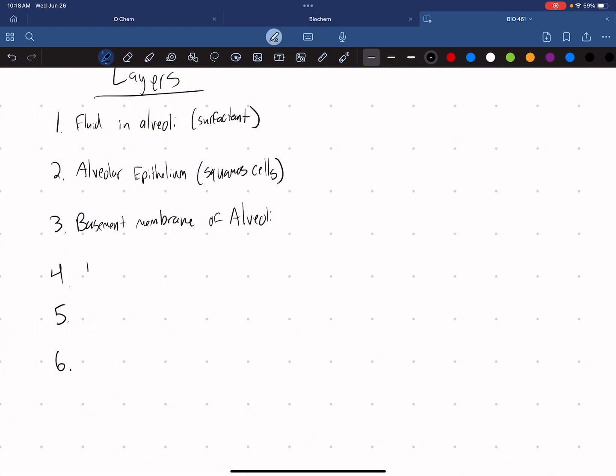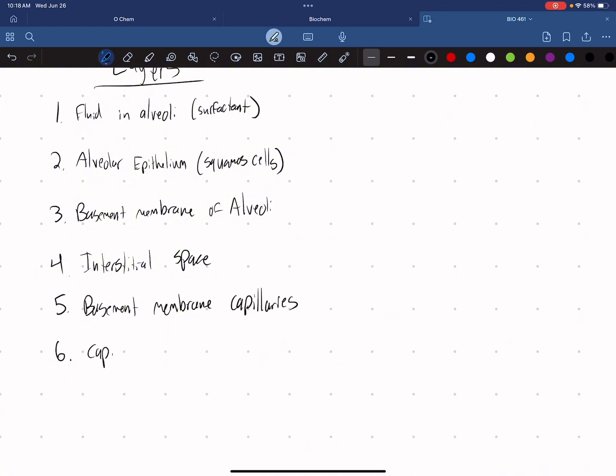And then next we have an interstitial space. And we have basement membrane of capillaries. And last we have capillary endothelium that is also made up of squamous cells.